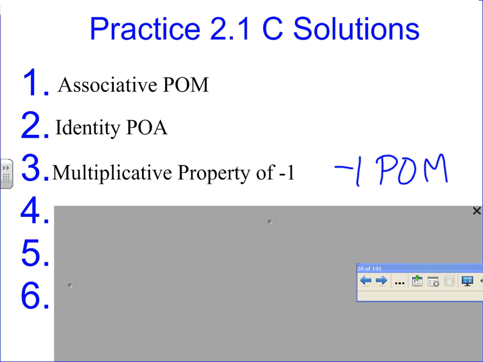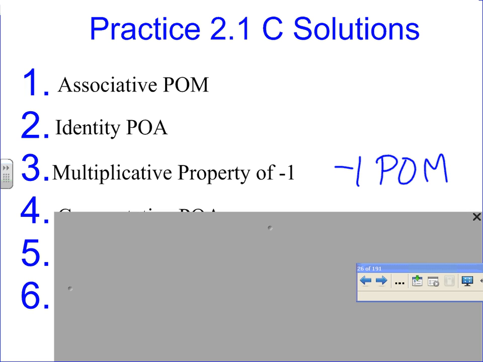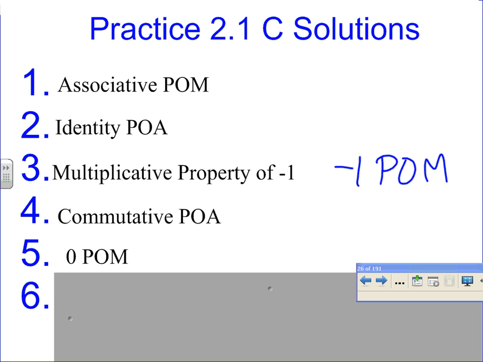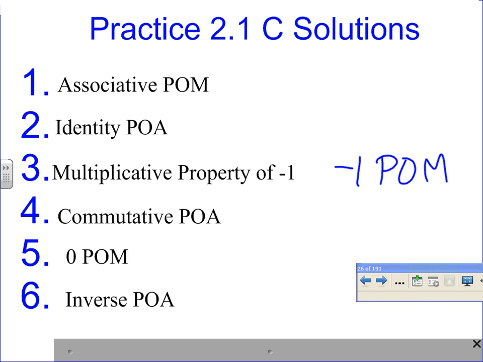Annalise, number 4. Yeah, that's what Sean said. Yep. So commutative POA, commutative property of addition. Emma M, number 5. Good job. 0 POM. Charles, number 6. Okay, but there's a name for it. When you add opposites, you get 0. What is that property called? Nope. Nope. What are opposites? Yep. Inverse POA.